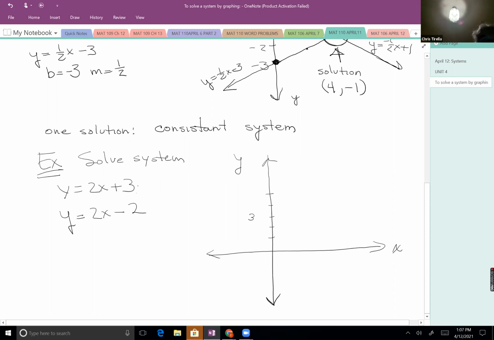First line has an intercept of 3 and a slope of 2, which would be 2/1. So from here, I'll go up 2/1, up 2/1, and draw my line. This second line has an intercept of -2. It also has a slope of 2/1. So this time I'll begin at -2, but I'll still go up 2/1, up 2/1.